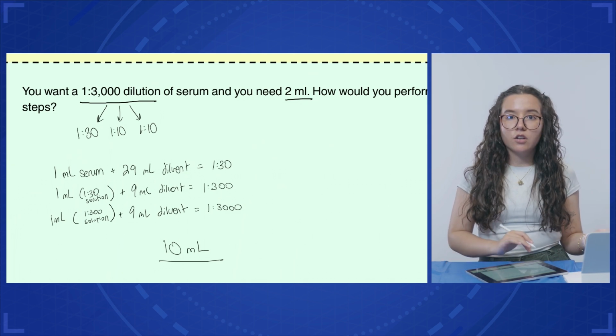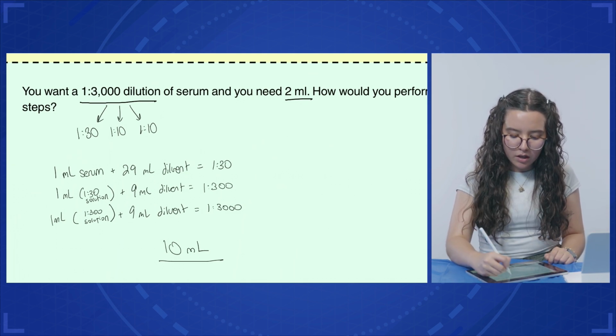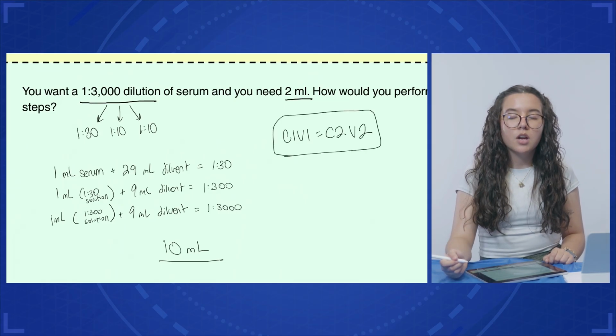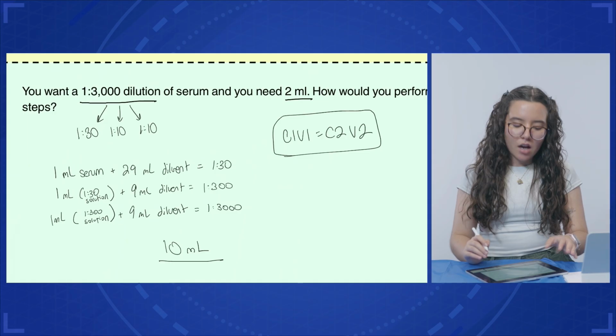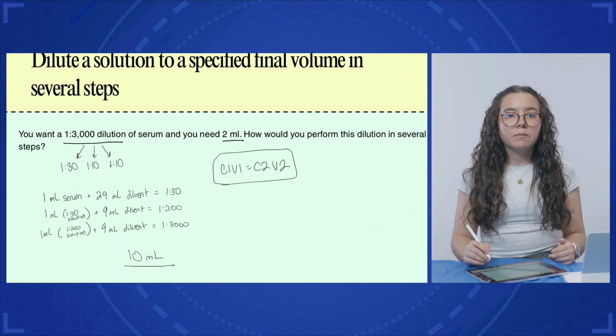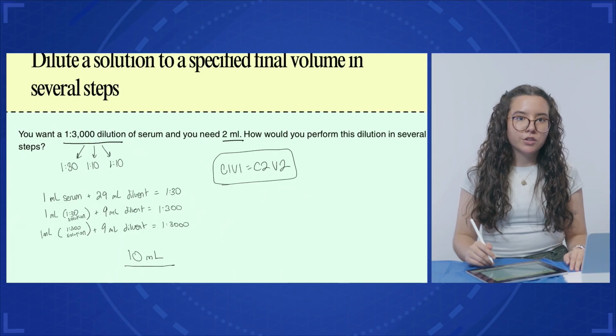Or I could have yet again gone back to the C1, V1, C2, V2. Honestly, this is what you always end up going back to. But yet again, for a problem like this, this is usually the step that they want you to go through. So very similar to the last.